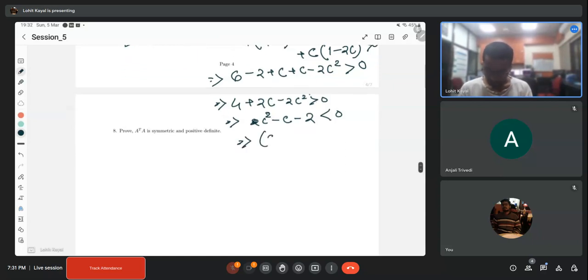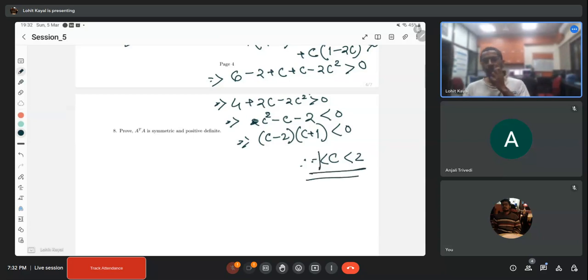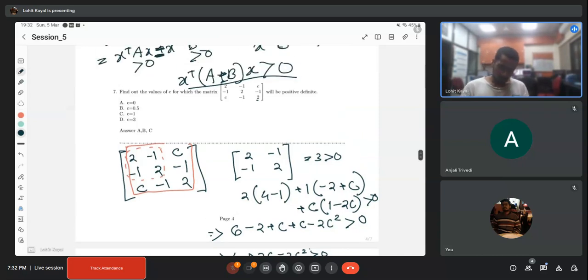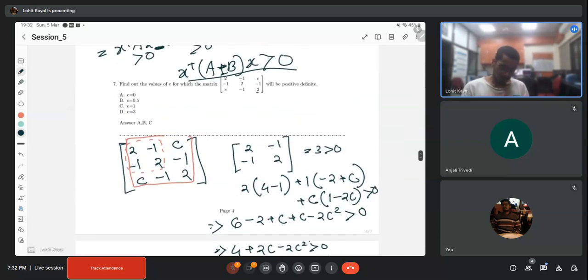This implies (c minus 2)(c plus 1) is less than 0. So c is less than 2 and greater than minus 1. So this is the range. Within this range, for any value of c, this matrix will be positive definite. Okay. Now take a look at those options. So one option is c equal to 0. Obviously, c equal to 0 lies within this range, between minus 1 and 2.